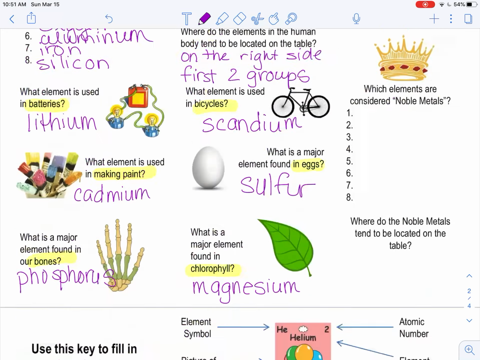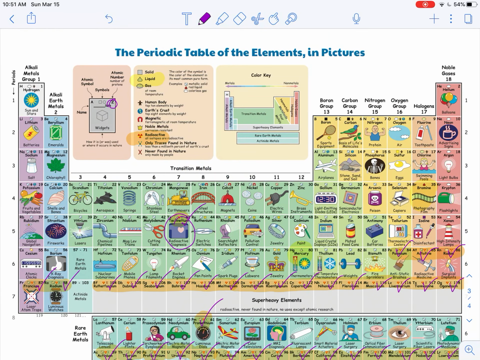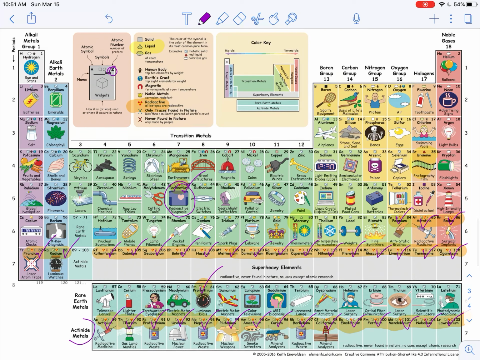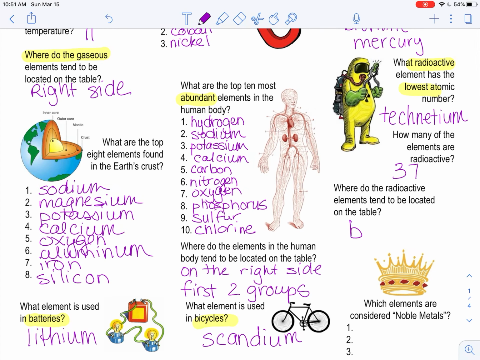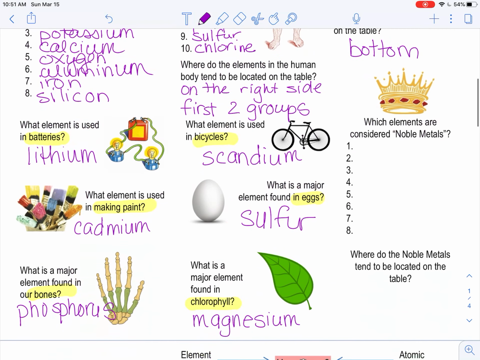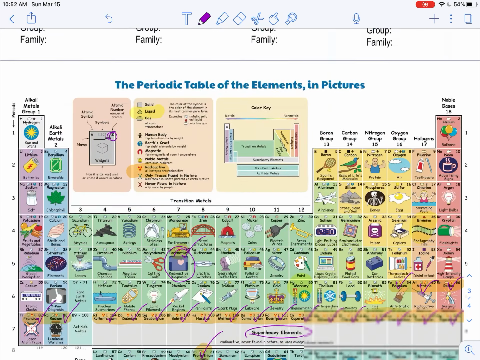And where do they tend to be located on the table? Well, we have them in our actinide metals and our super heavy elements. They tend to be at the bottom of the periodic table. And then which elements are considered to be noble metals? And it has 8 of them there.